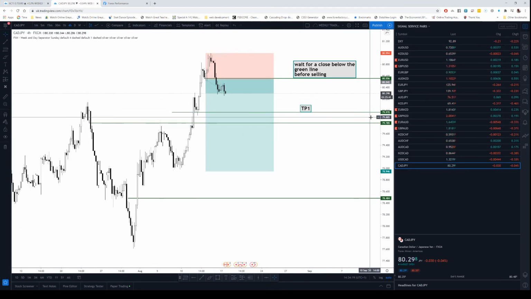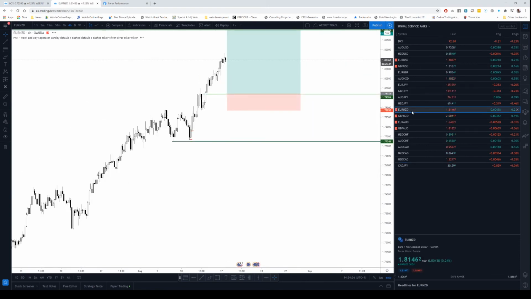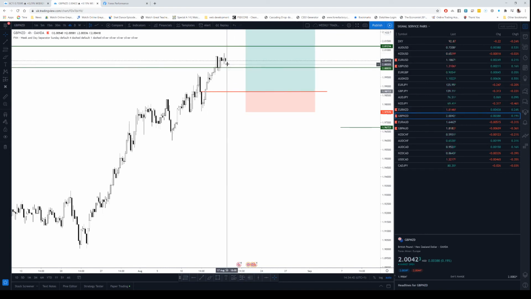So that brings us to the end of going through the pairs. I'm now going to answer your questions. So Euro New Zealand and GBP were trades for last week, and we are currently waiting to see if we can get some form of a retracement. And if we do get this retracement, then we can go in and look for buys, right? And you can rewatch the session and get an understanding of what I was saying about them.